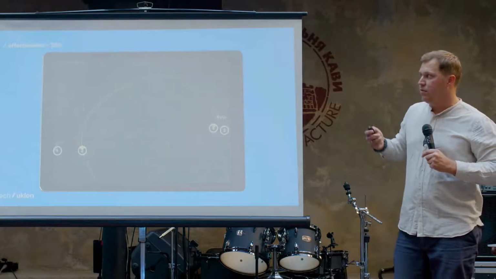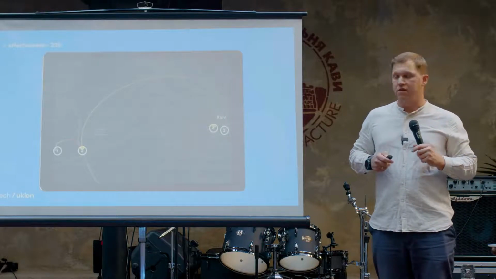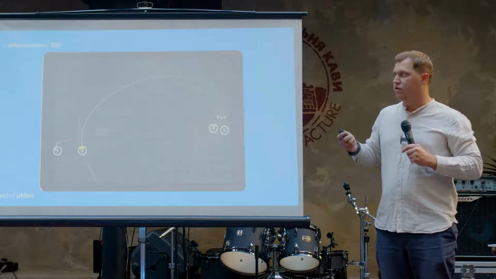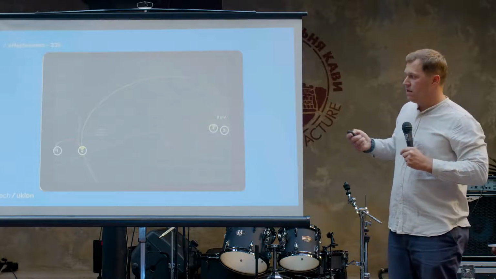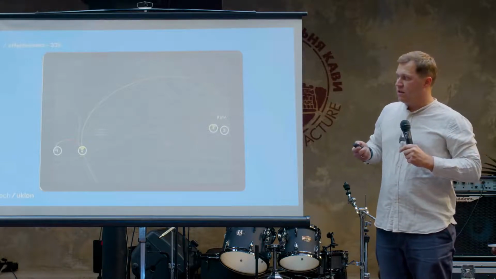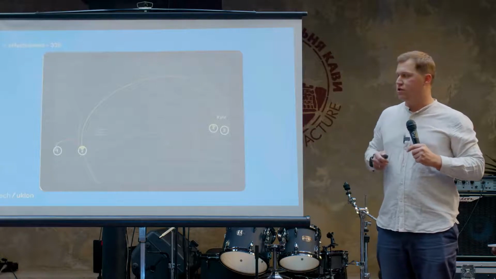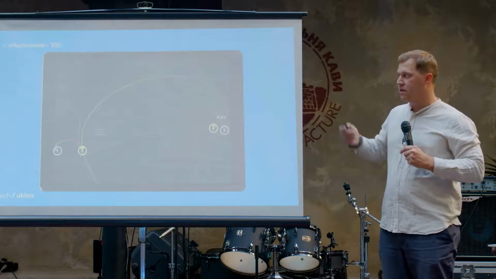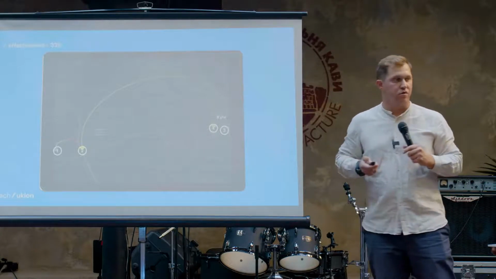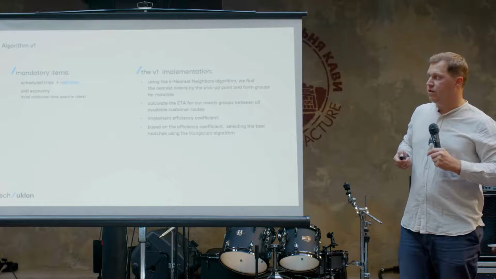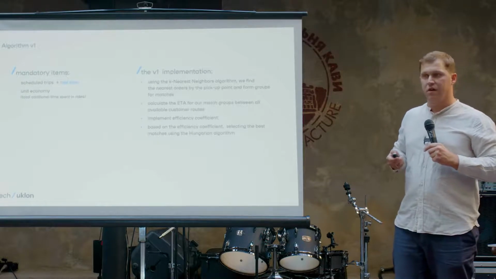Here is another example, when effectiveness is 33%. As you can notice, the maximum value of this indicator is 50%. In this case, you can see that a significant part of the road is shared between two riders. So, with this effectiveness indicator, we started to make the last iteration of the version 1 algorithm.